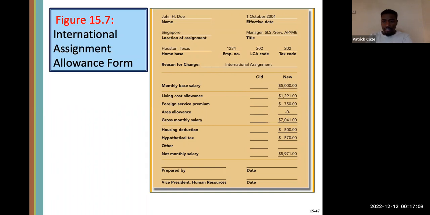Gross monthly salary. Then you have your housing deduction, hypothetical tax, other, net monthly salary. So, not too bad, I guess, depending on what the job is and if they're taking care of you in other ways. But that is probably on par with what he was getting in Texas, in Houston, or her.